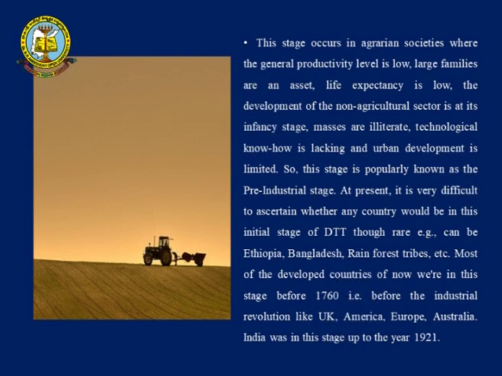This stage occurs in agrarian society where the general productivity level is very low. Large families are an asset, life expectancy is low. The development of the non-agricultural sector is at its infancy stage. Masses are illiterate, technological know-how is lacking and urban development is limited. So this stage is popularly known as the pre-industrial stage.